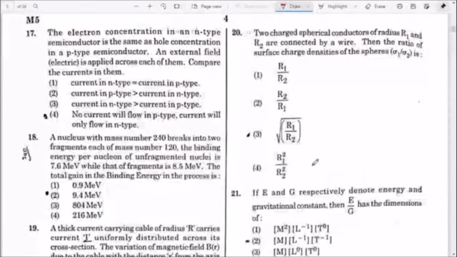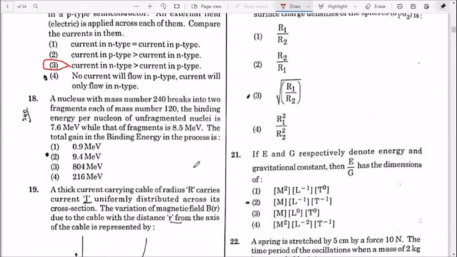Next, the electron concentration in an n-type semiconductor is the same as the hole concentration in a p-type semiconductor. An external electric field is applied across each of them. Compare the currents in them. Option number 3, current in n-type is greater than current in p-type. Option number 3 is the correct option, students.